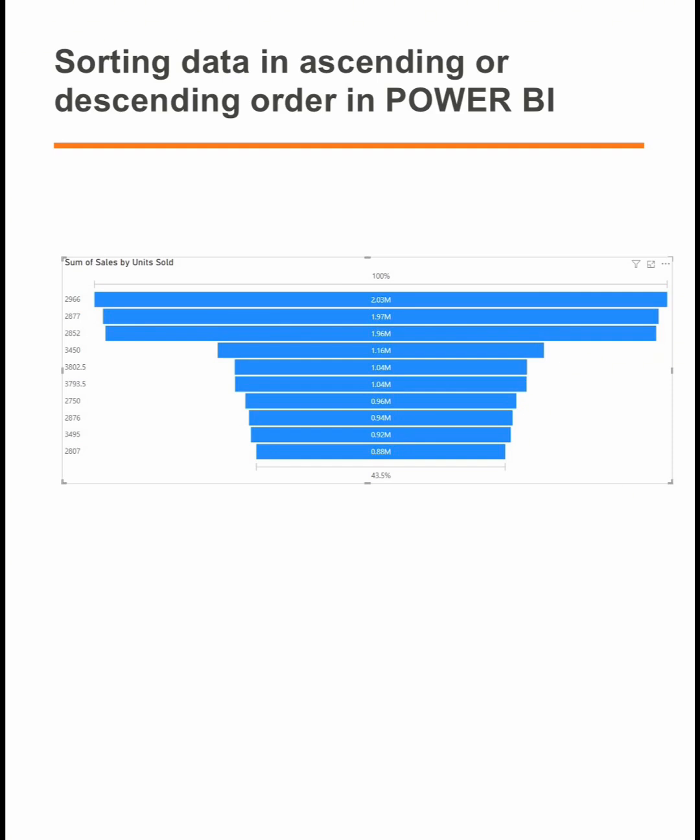Firstly, we define what data sorting is. Data sorting refers to the process of organizing data in a table or visualization in a specific order based on the value in a particular column. Ascending order refers to the sorting of data from the smallest to the largest value.